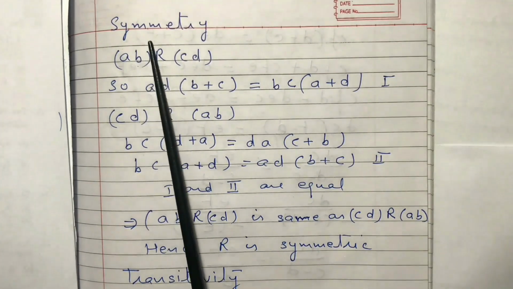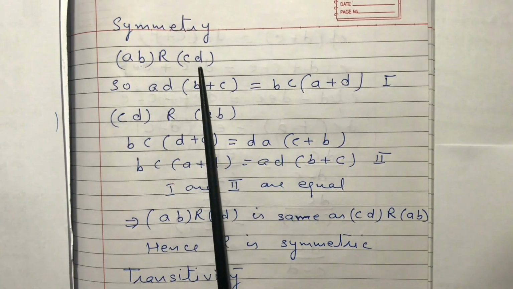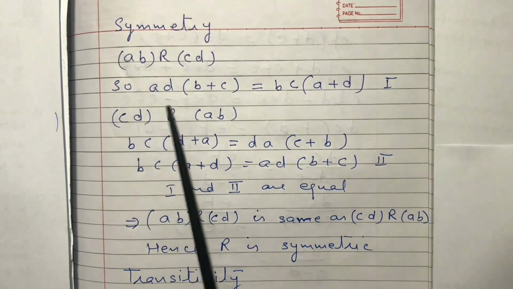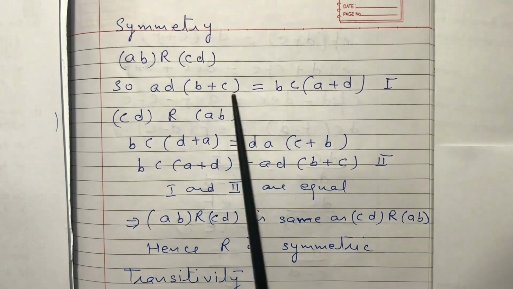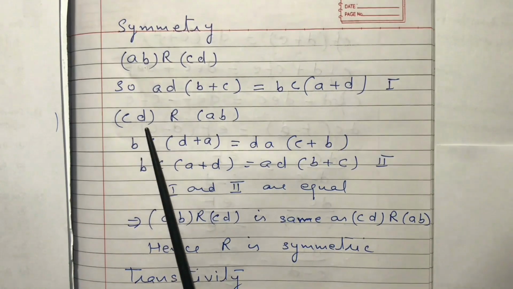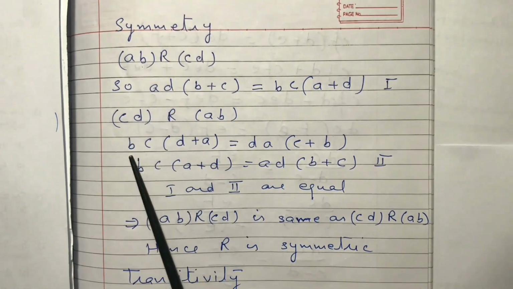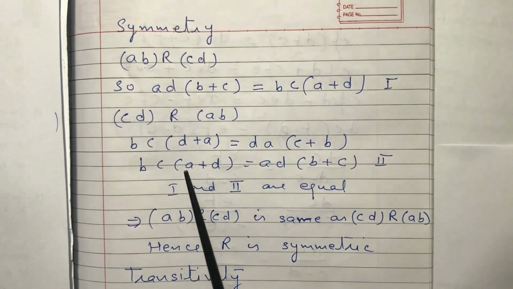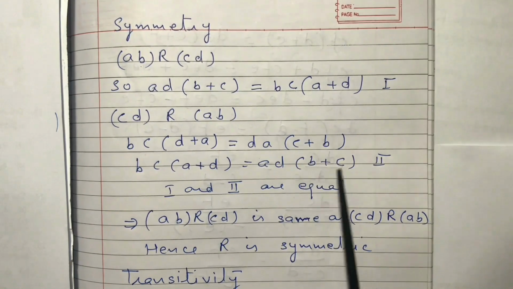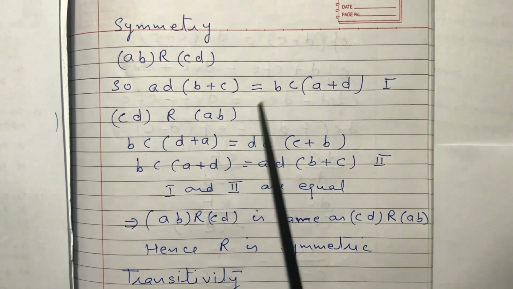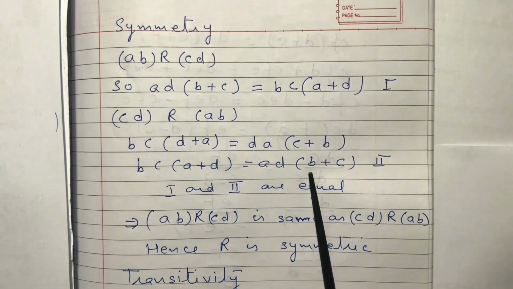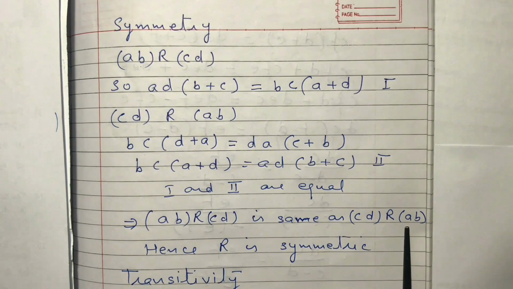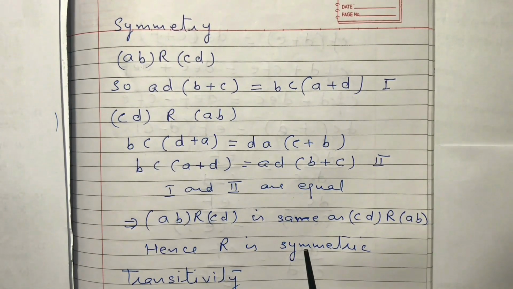Now next is symmetry. Now (a, b) is related to (c, d). This is given to us. We will prove (c, d) is related to (a, b). So let's start from this. (a, b) related to (c, d). It means ad(b + c) is equal to bc(a + d). Now (c, d) related to (a, b). It means bc(d + a) is equal to da(c + b). Now bc(a + d) is equal to ad(b + c). This is same as in 1. So both are equal. It means (a, b) related to (c, d) is same as (c, d) related to (a, b). It means R is symmetric.